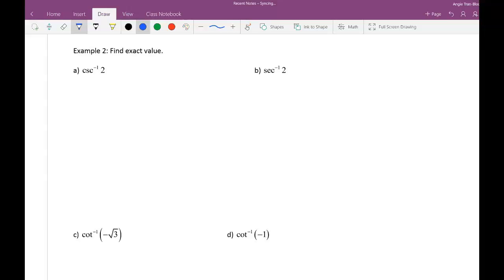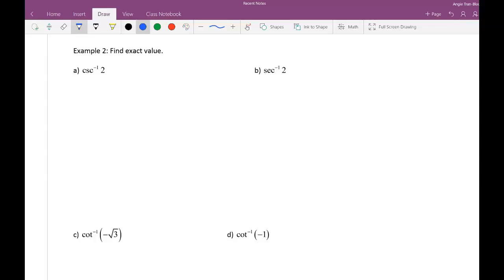Hey guys, this is example 2 in 7.2, okay? So now that we have gone over all of our inverse functions, I can give you any inverse and you are expected to find the solution. So example 2, directions: find the exact value. Again, exact value means no calculator.